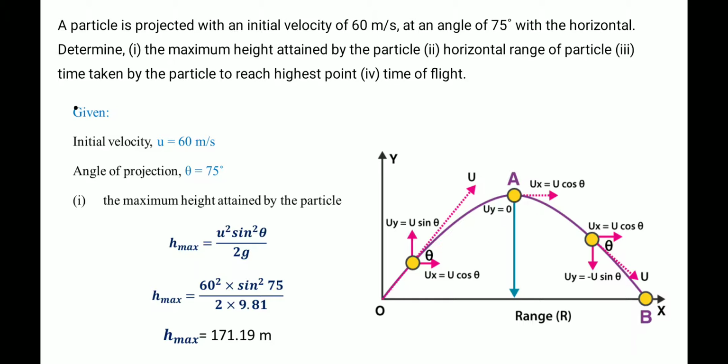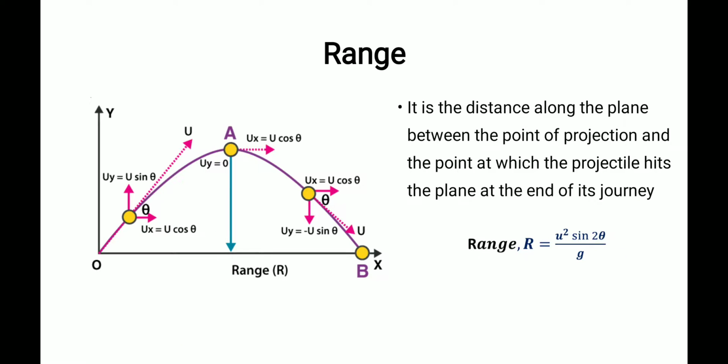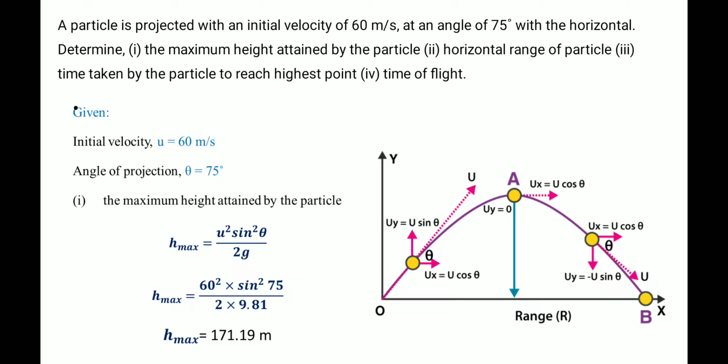And let us solve one problem on projectile. Okay, a particle is projected with an initial velocity of 60 meter per second at an angle of 75 degrees. So initial velocity is given, and the angle theta with the horizontal is also given. Determine the maximum height attained by the particle, the horizontal range of the particle, the time taken by the particle to reach the highest point, and the time of flight. So the initial velocity is given and the angle of projection theta is 75.